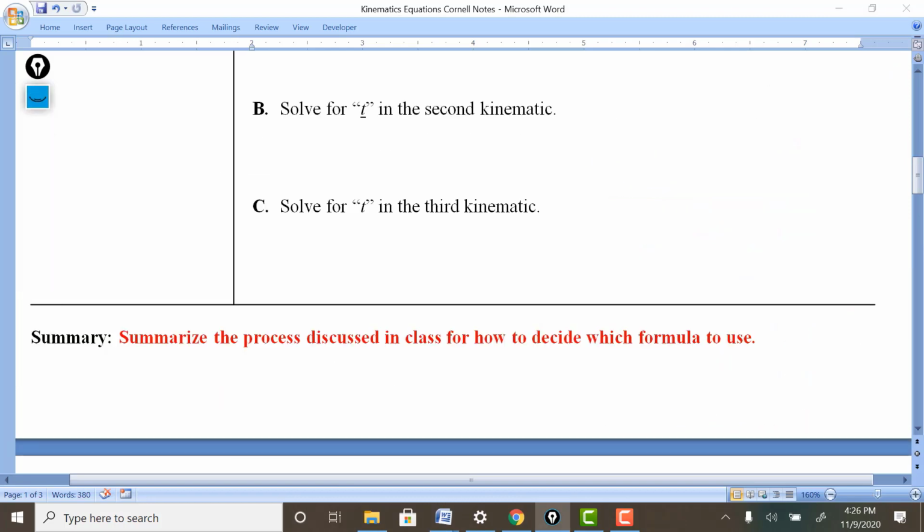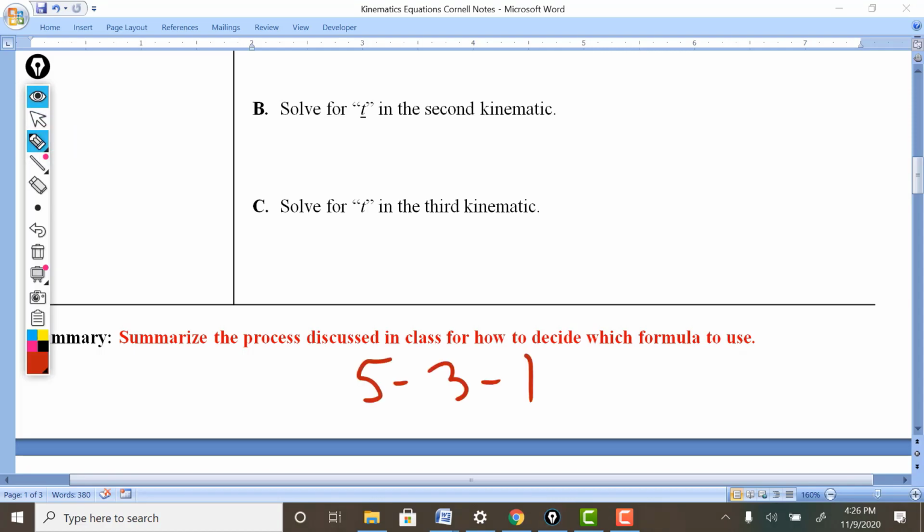Take a moment to summarize. Summarize the process discussed in class for how to decide which formula to use. Hint: explain it, right? Explain it.